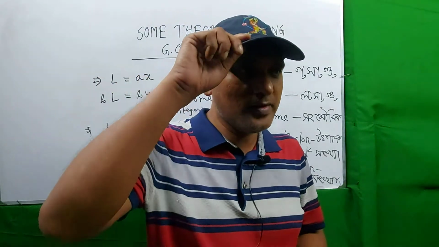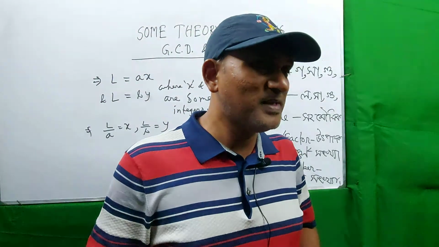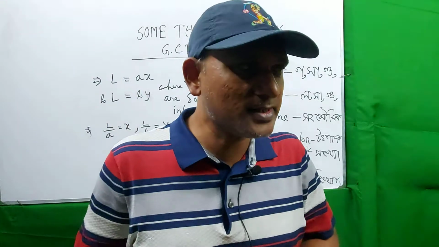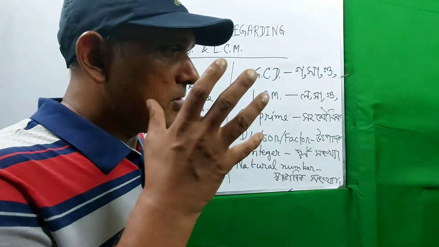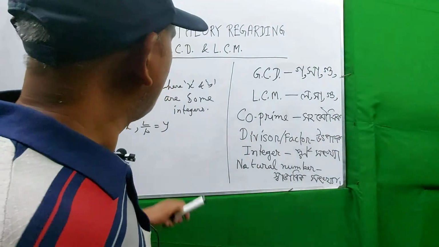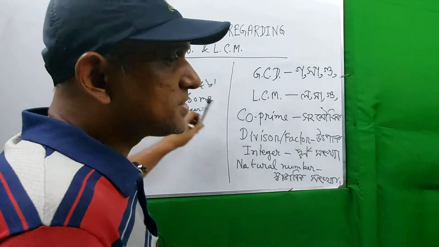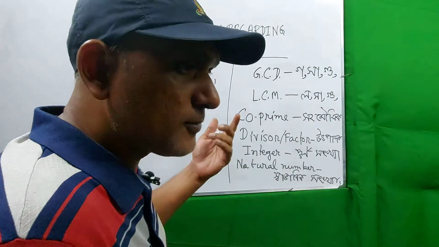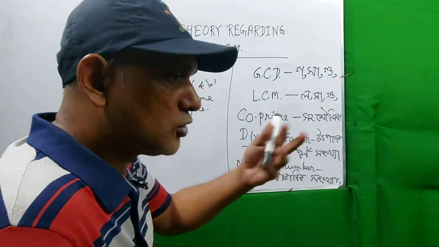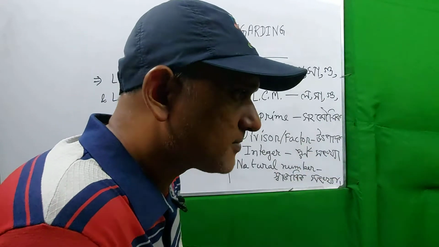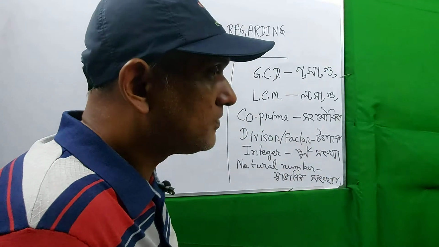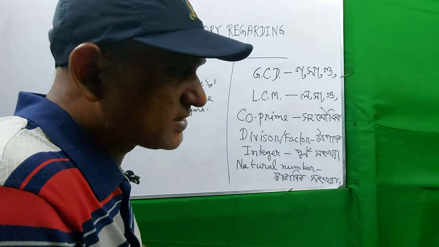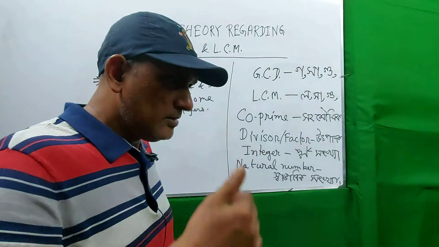We can prove this theorem by the method of contradiction. What is the logical method of contradiction? The method of contradiction is that first we consider the proposition. Proposition means that statement which we have to prove. First we consider the proposition as false, and then by logical steps we can reach an impossible statement which cannot be possible. That is the contradiction.